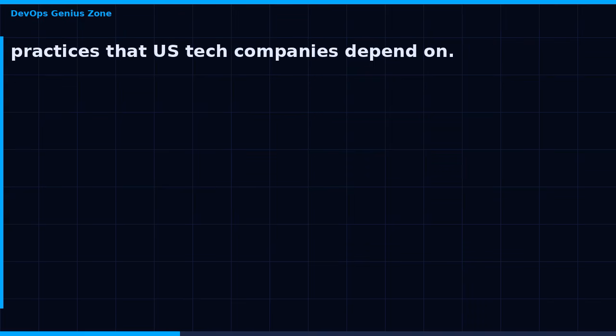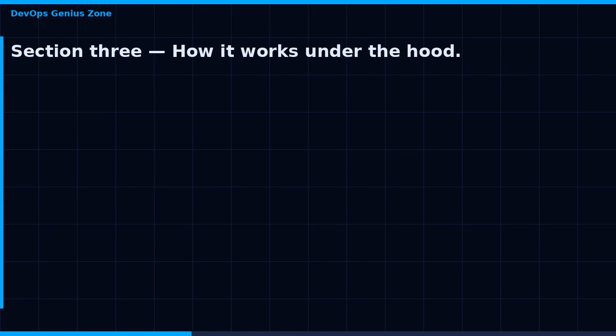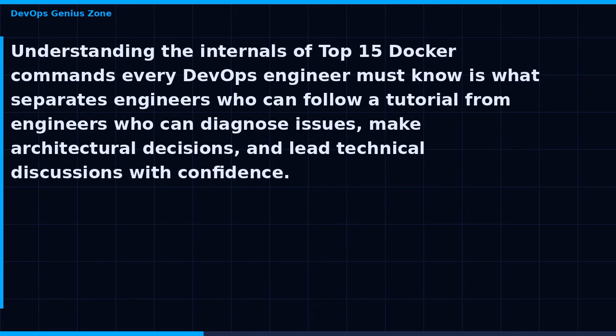Section 3: How it works under the hood. Understanding the internals of top 15 Docker commands every DevOps engineer must know is what separates engineers who can follow a tutorial from engineers who can diagnose issues, make architectural decisions, and lead technical discussions with confidence. When you interact with it, there is a control layer that receives your instructions, validates them, computes the difference between the current state and your desired state, and then executes the operations needed to close that gap.